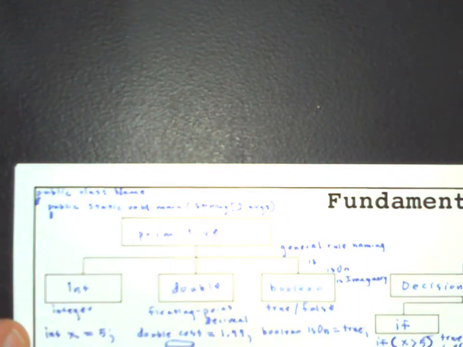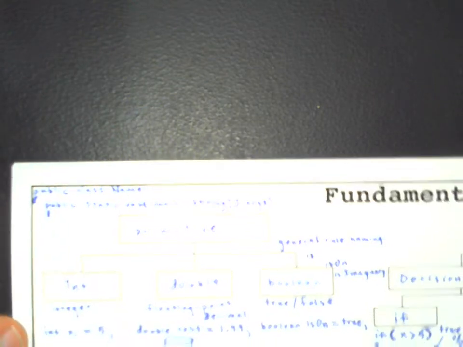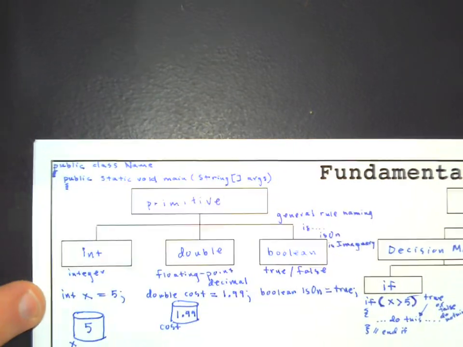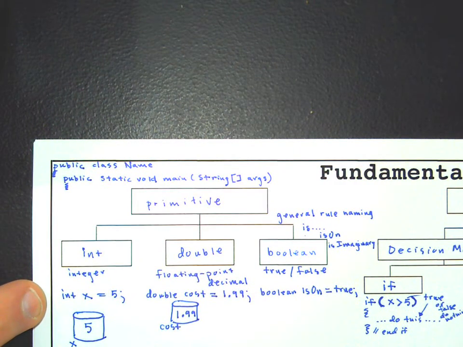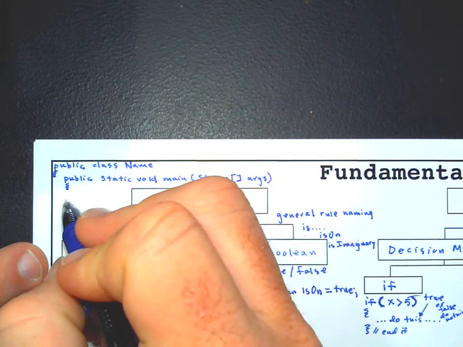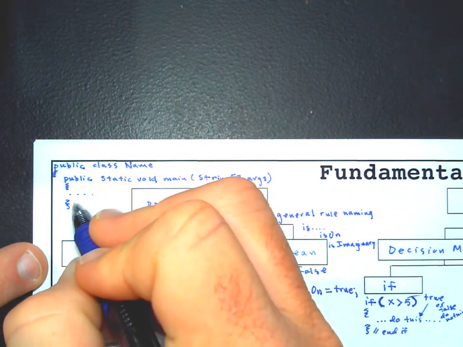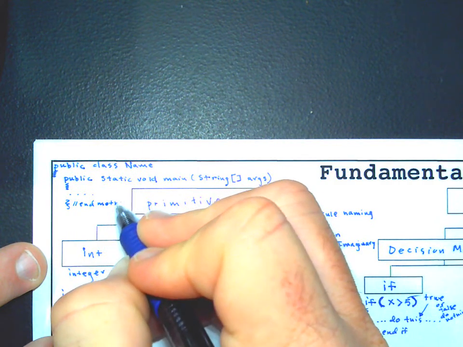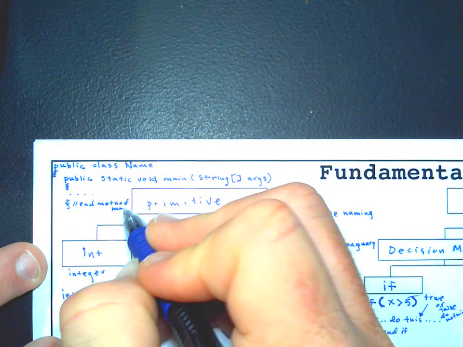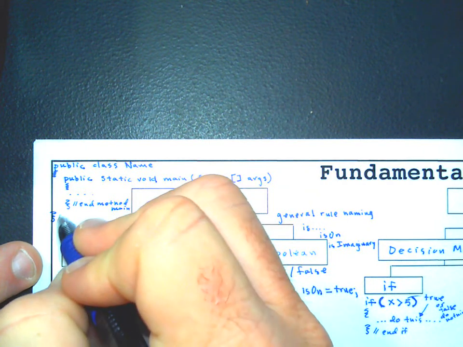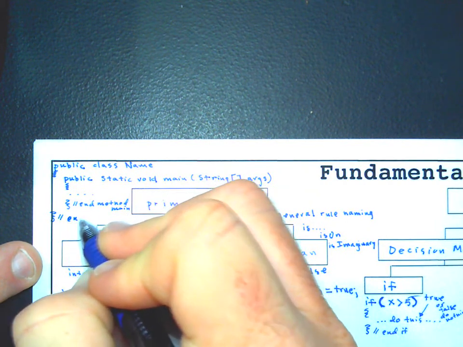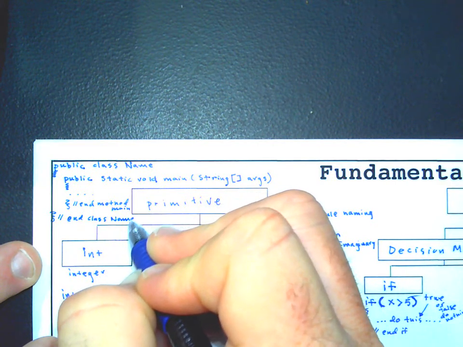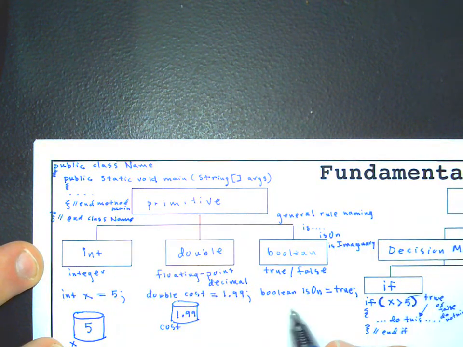Okay, let's see. You know, and then you put some stuff in here, and then you say end method main curly brace, and then here you say end class, whatever name it has. Okay, this is always main though. It's always the main method on the outside.